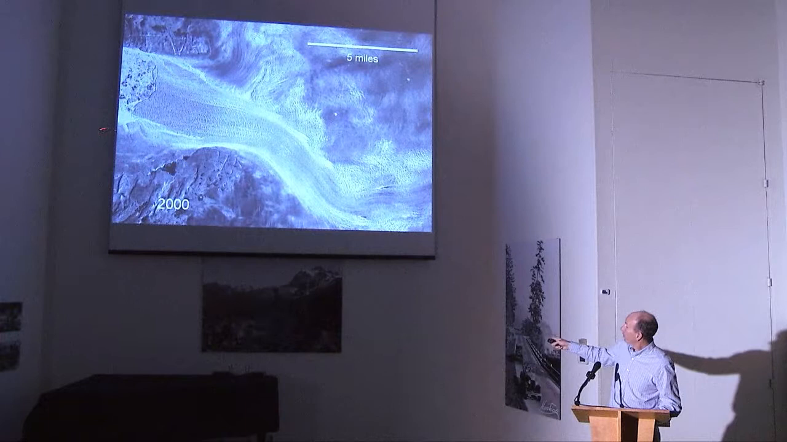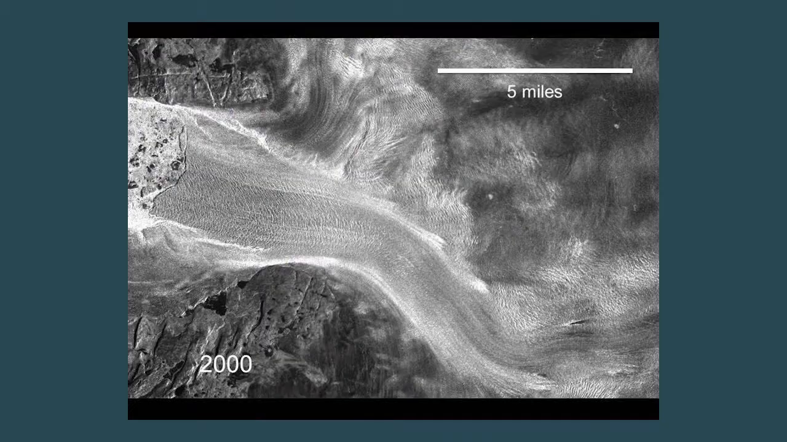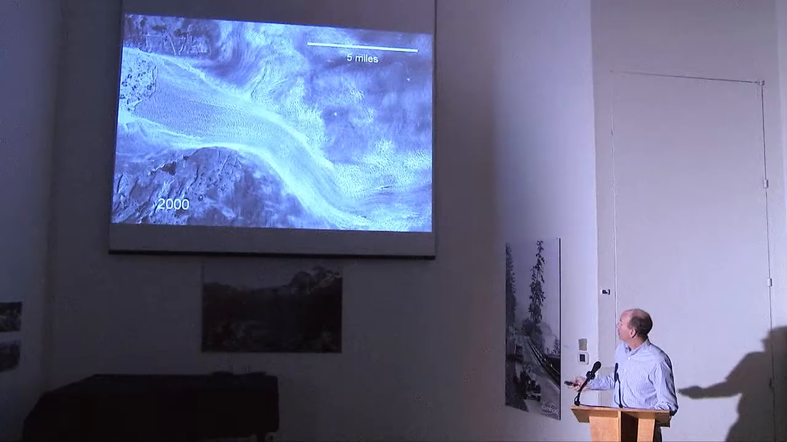This is where I was showing the ice coming in, and this is that floating ice tongue I talked about. And it was still partially in place in 2000. It had retreated a little bit up here. And I should explain, by the way, this is not an optical image that you're used to looking at. It's actually an image made by a radar.